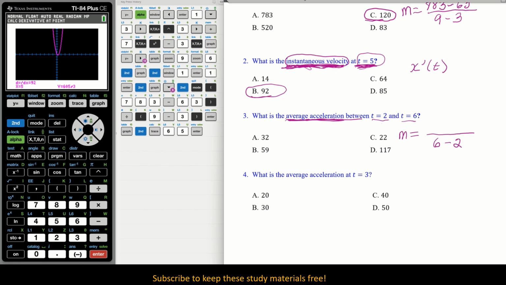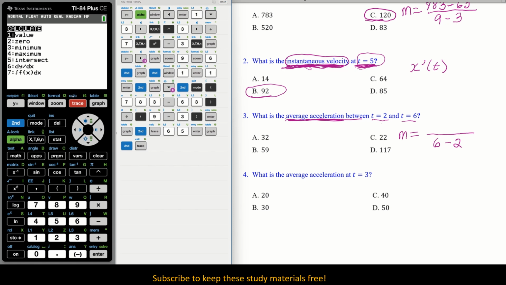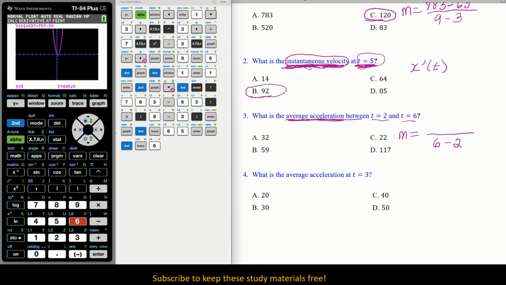And now we need to do each of those just like we did before. We have the correct graph in, so we just repeat our process right here. So I'm just going to kind of start over by pushing graph. Now, second, trace, which is calculate, number 6, but I need the value of 6 first. So I'm going to push 6 and enter. And that gives me 117.